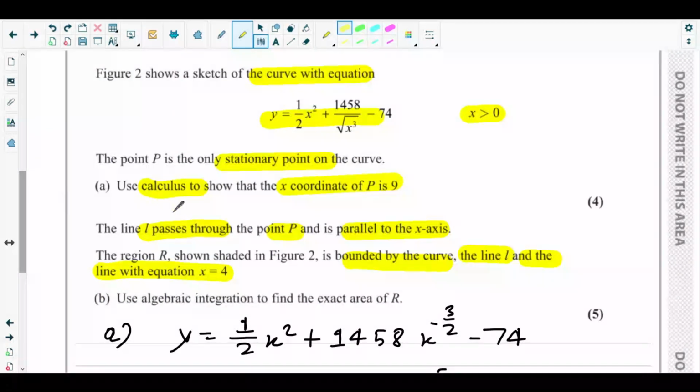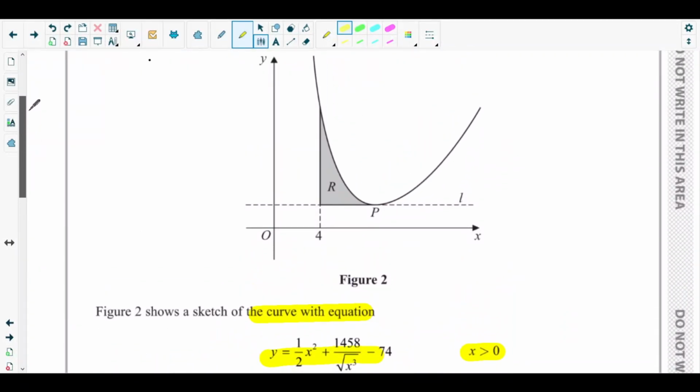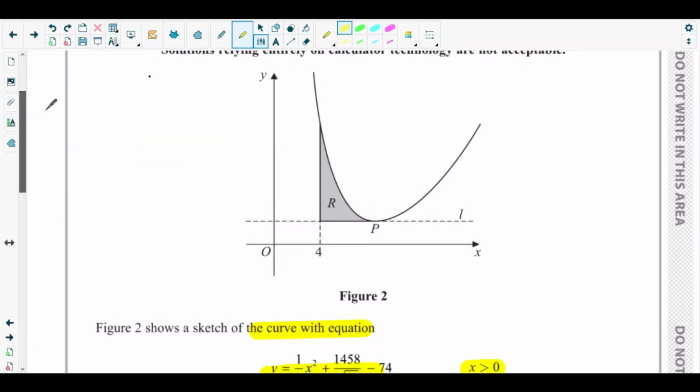Part B asks to use algebraic integration to find the exact area of R. So we need to find the exact area of region R. Let's see the figure. How can we find the exact area? What we will do at first is integrate the curve from this point P, that is x equals 9 to 4. As we integrate within this definite integral, we will get the whole area under the curve and the x-axis, right?